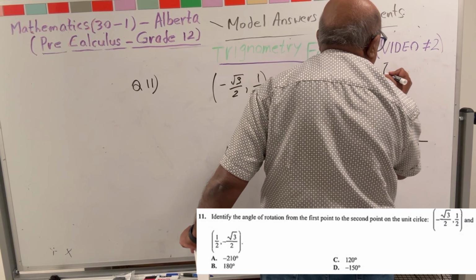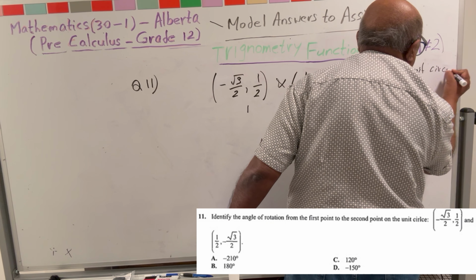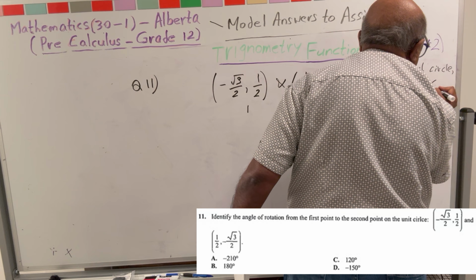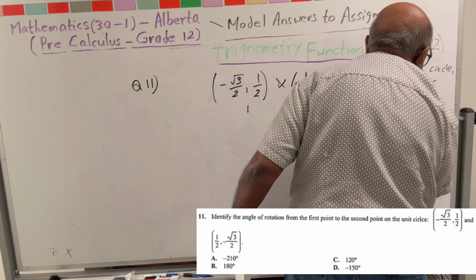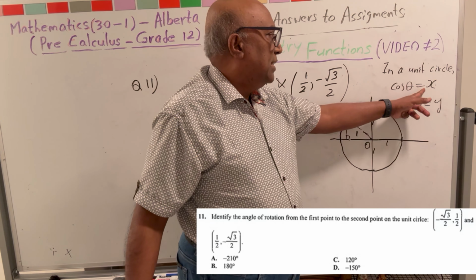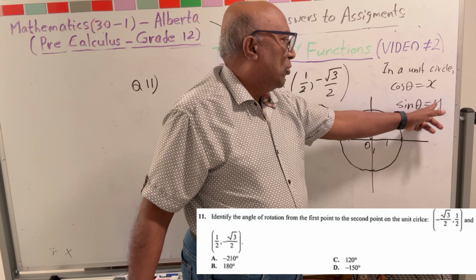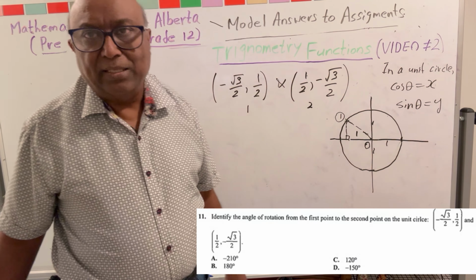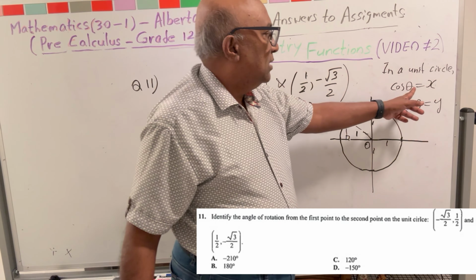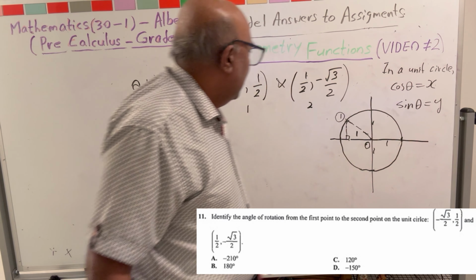You know, in a unit circle, you can use this system. Cosine theta is the x coordinate, sine theta is the y coordinate. You can use these key ideas. Cosine theta is x upon r, r is 1. Sine theta is y upon r, r is 1. That means in the unit circle, right away you are able to use this concept. Cosine theta is the x coordinate, sine theta is the y coordinate.